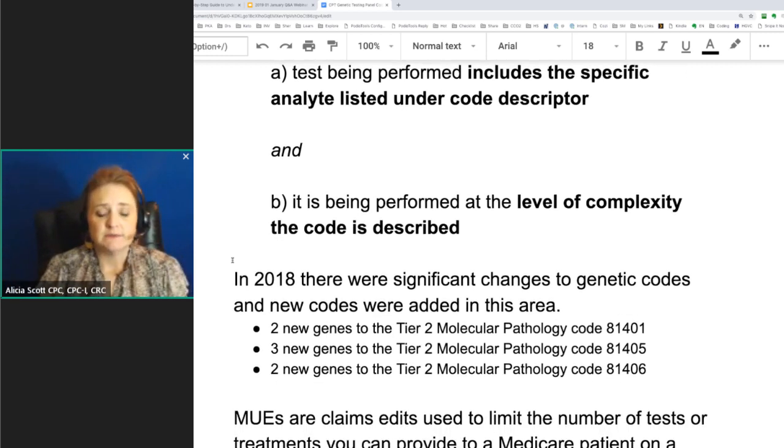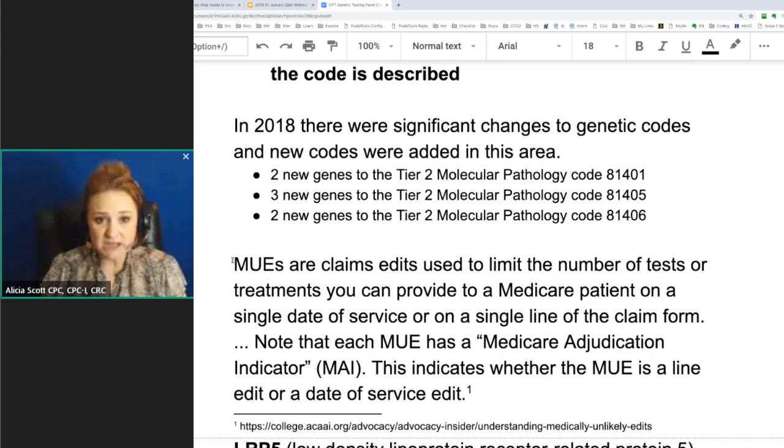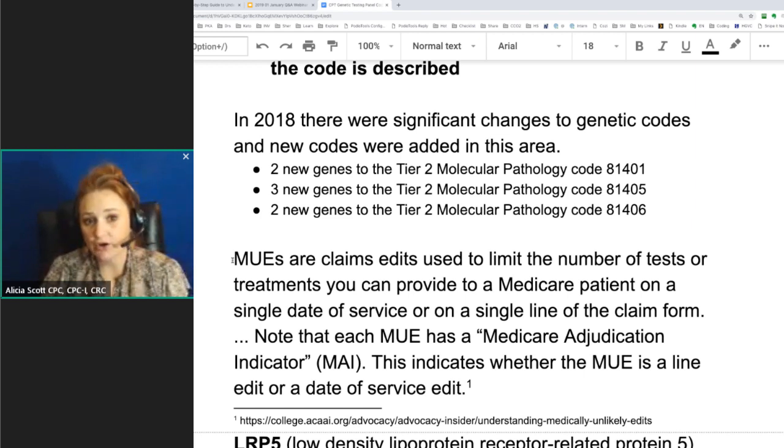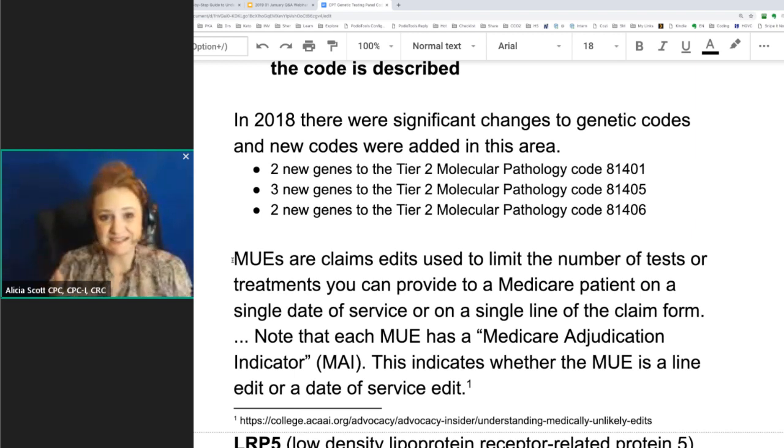So last year, 2018, there was some major changes in the genetic codes for CPT. For the most part, there hadn't been a lot of changes in the past, but I kind of get the idea that CPT picks areas and then they bombard you with new codes in one area. Well, 2018 was genetic codes. That was their year.